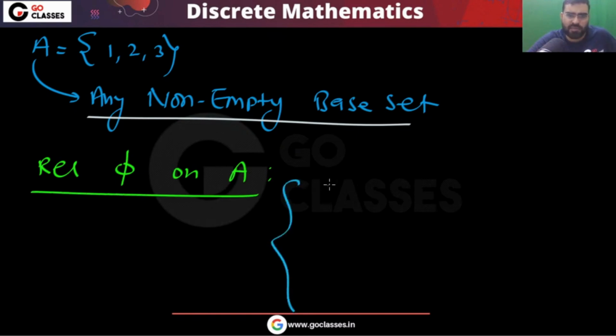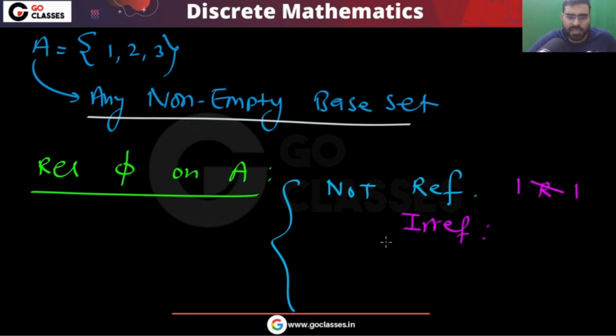You can easily see this will not be reflexive, because you can see 1 is not related to 1. So this is not reflexive. What about irreflexive? Irreflexive says that no element is related to itself. So this is satisfied.